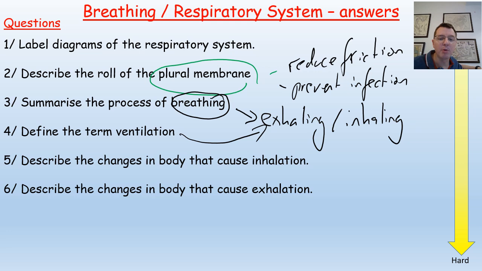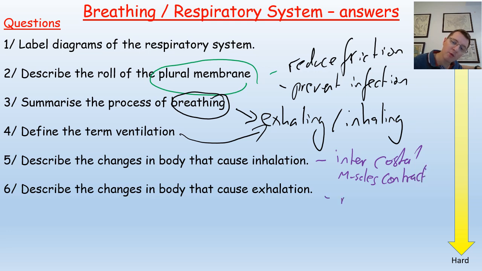Describe the changes in the body that cause inhalation. Well, we need to mention that the intercostal muscles contract. The ribs move up and out. The diaphragm flattens.